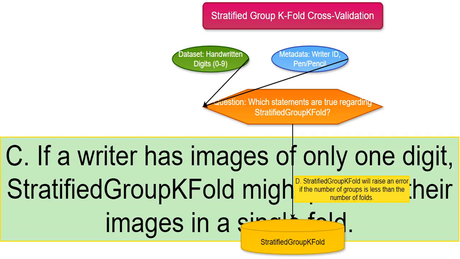This is the name of a scikit-learn function that I use to split the data to make sure I get a representative subset of my data for my model training. It's designed to keep the proportions of classes, digits, even in each split. Stratified refers to this even class distribution. Group refers to keeping data from the same writer together. And K-fold means I split the data into K parts for cross-validation.